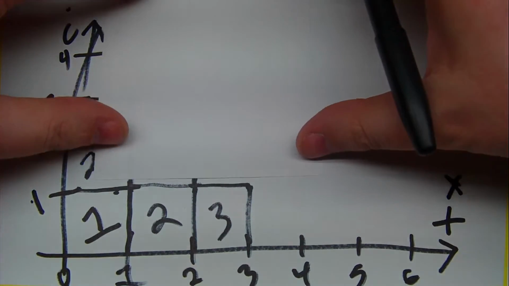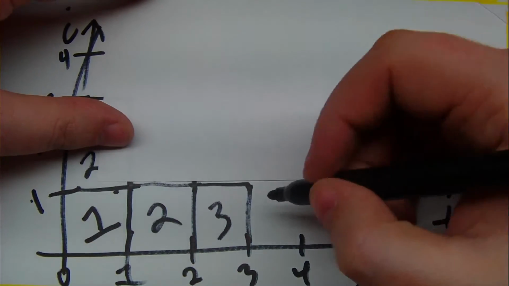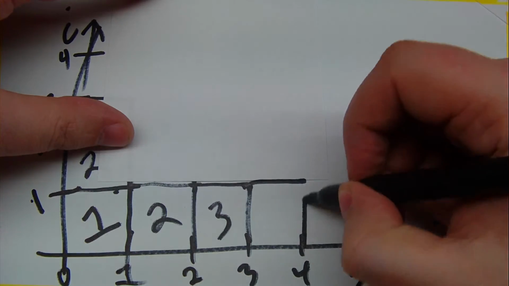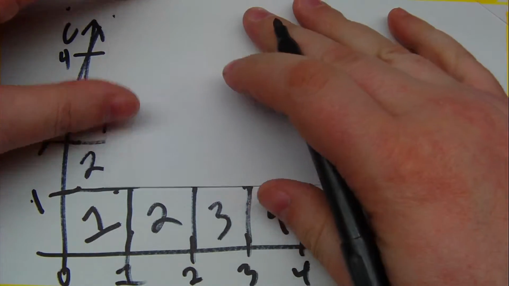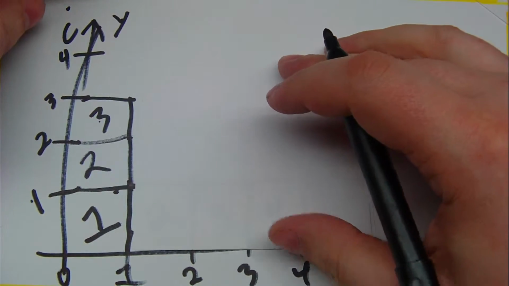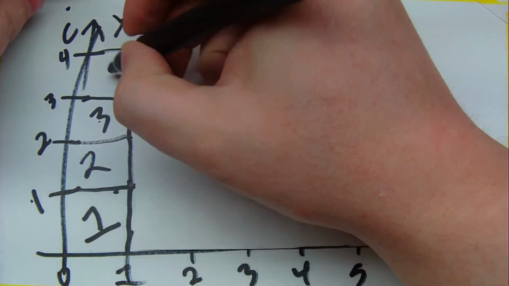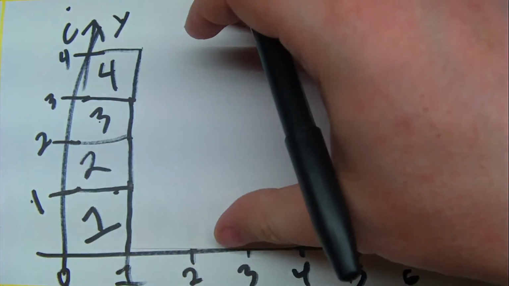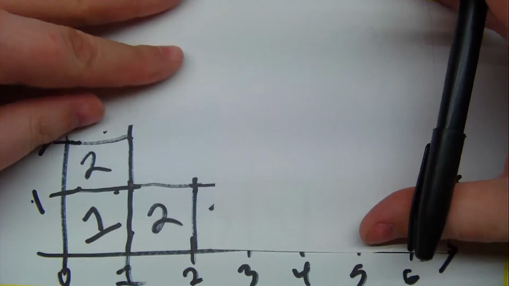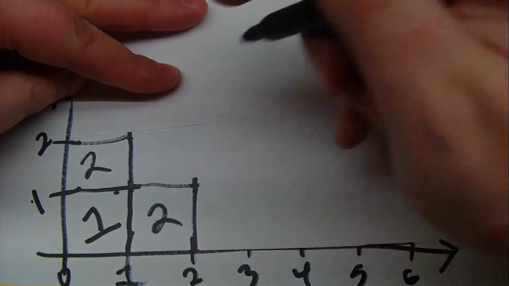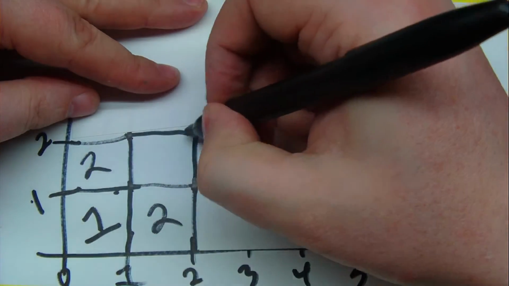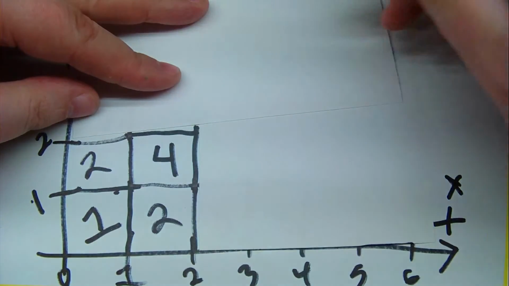Now, if I go this way, I can also get a 4. If I go this way, I can get a 4. Or I can go this way and get a 4.